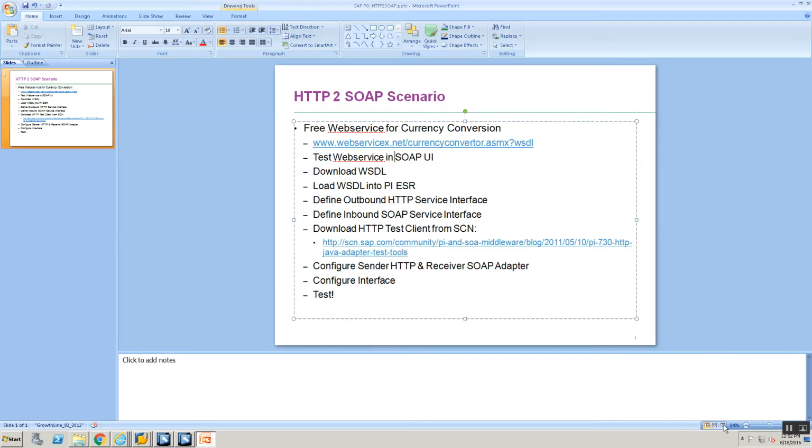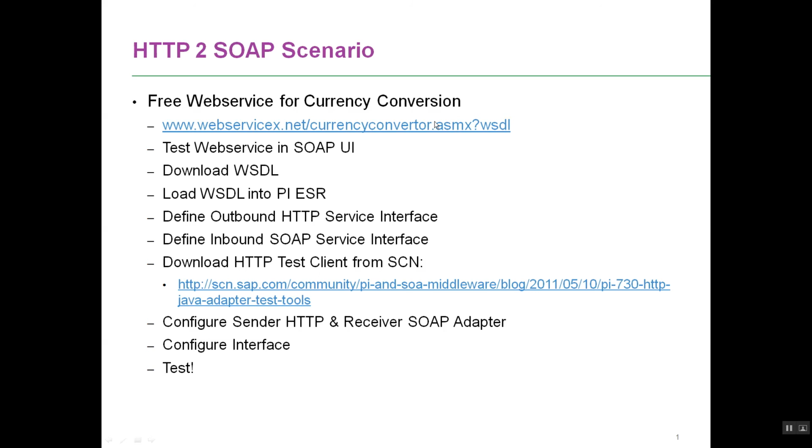Before we look into that, what we will be doing is downloading this WSDL. Once we do that, we will test this web service in SOAP UI. So we are not going to use PI in the first step. We are going to test this web service independently to see how it works, so that we know what the corresponding request and response structures to be built are. Then we will download the WSDL from this website. Once we download the WSDL, we will load it in the PI ESR, Enterprise Service Repository.